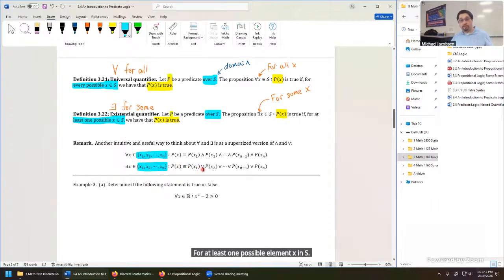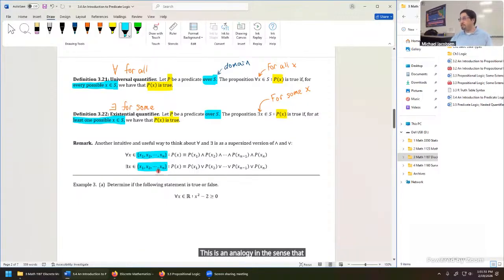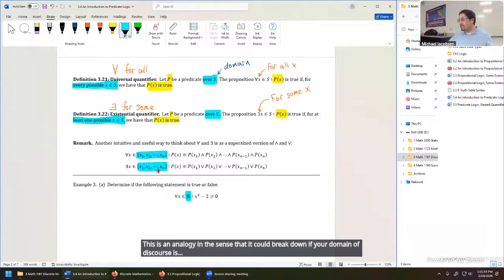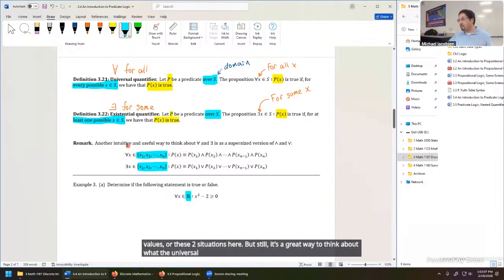But thinking in terms of what we've done before in logic, this is really just a whole string of OR operators. This is an analogy in the sense that it could break down if your domain of discourse is the set of real numbers. That's an infinite set, but it's even worse. I can't list out all the entries like I can in these two situations here. But still, it's a great way to think about what the universal quantifier, for all, and the existential quantifier, there exists, are really trying to say.